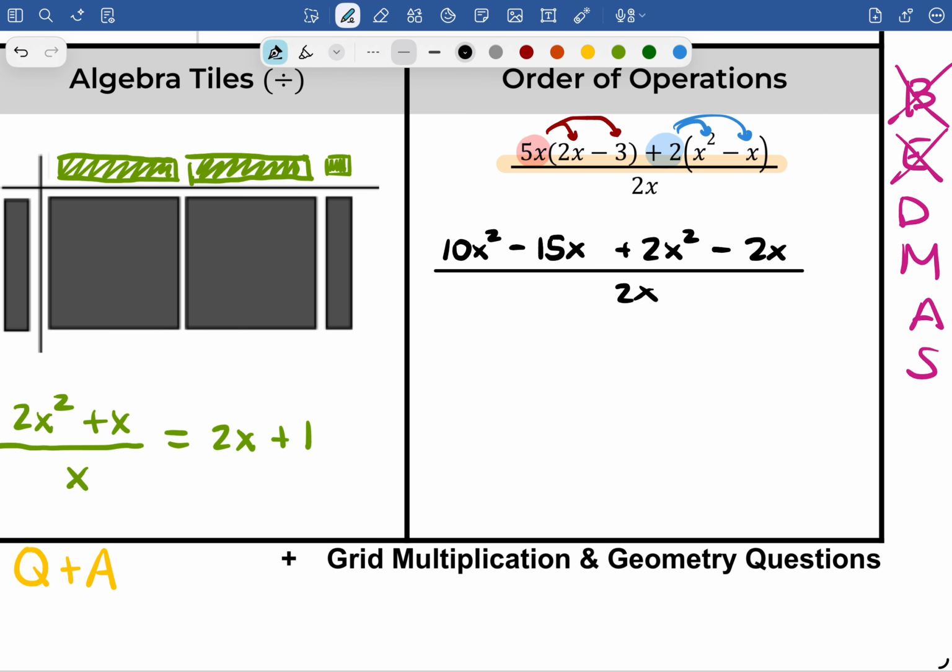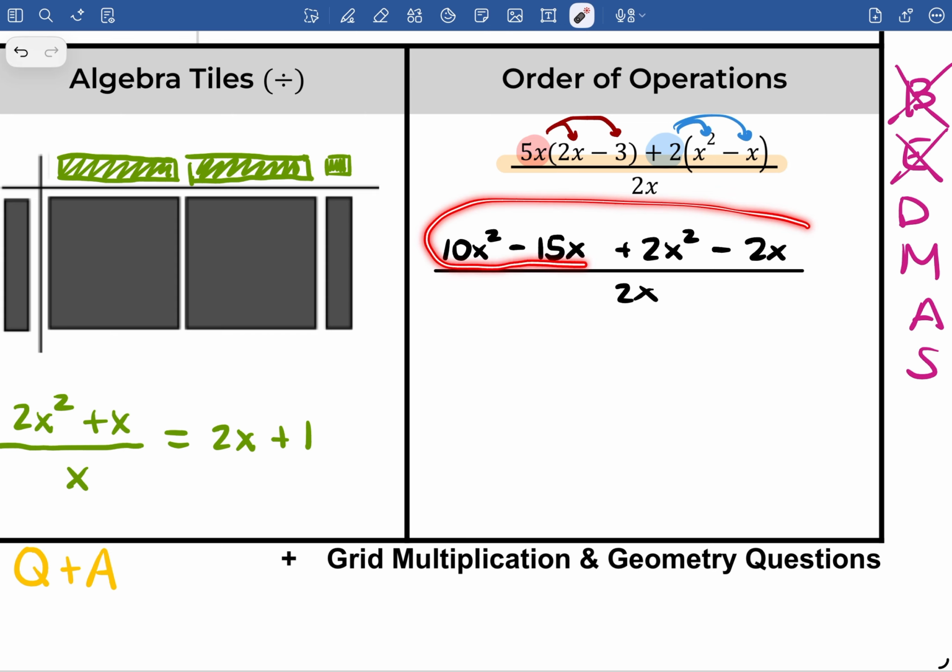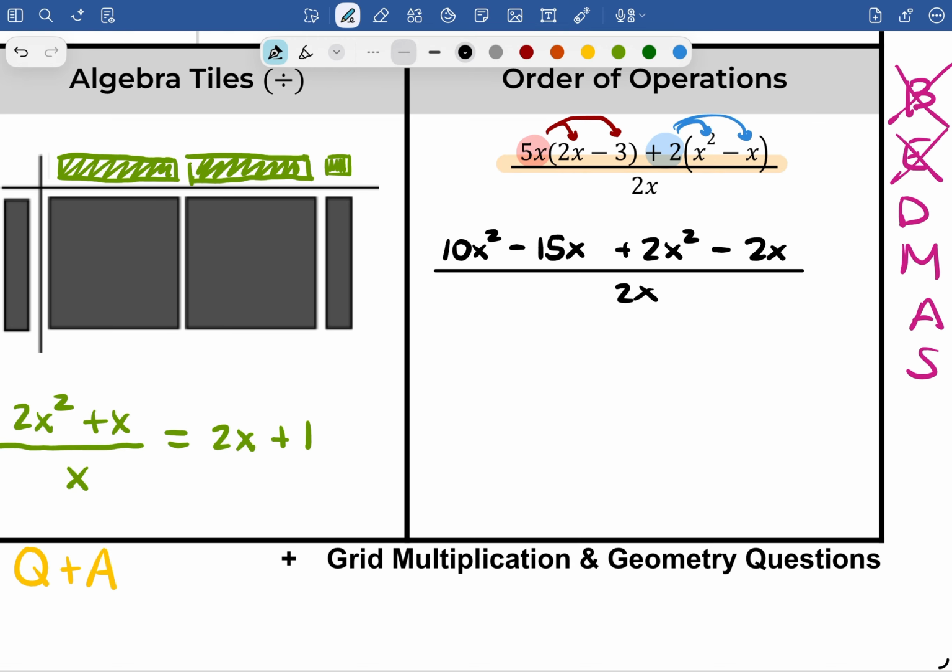And then basically we can ask ourselves again, is this as simple as it can get on the top? No. We can join some stuff together for sure. We can take together our 10x squared and our plus 2x squared. So that'll be 12x squared. We can also bring together our minus 15x and our minus 2x. So that'll be negative 17x. All of that is over 2x.